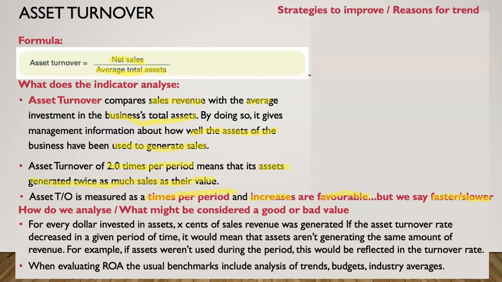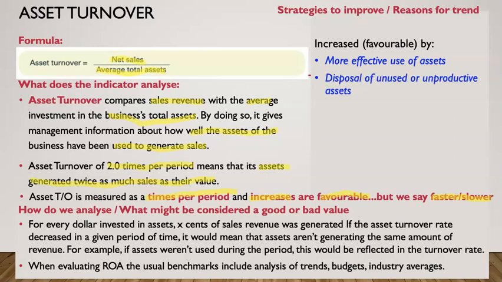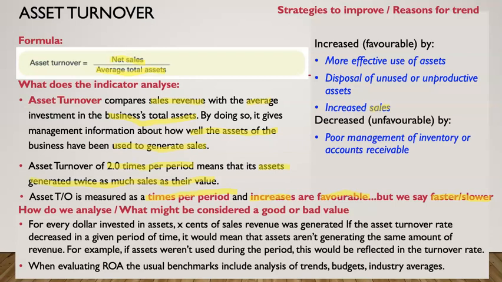What is the reason for this trend? This will increase potentially, which is favourable, if we are more effectively using our assets, if we are disposing of our unused or unproductive assets, or we have increased sales. So similar reasons to return on assets, but the key difference is increased sales is what's going to increase this, not increased profit. This will decrease if we manage our assets poorly, particularly our inventory and accounts receivable.